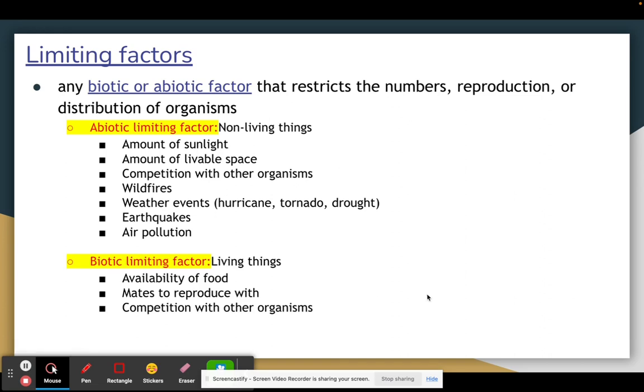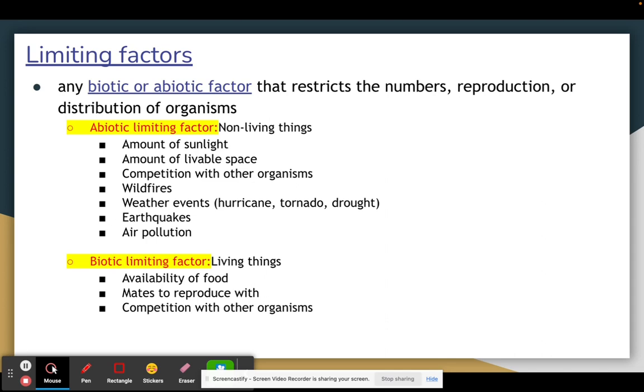So now some specific examples of biotic limiting factors. Remember, these are going to be the living things in an area that will prohibit a population from growing and growing and growing. One is the availability of food, because once again, remember, food is going to be a living organism for many things, even if it's a plant, right? Or if it's an animal, that will prohibit populations from continuing to grow.